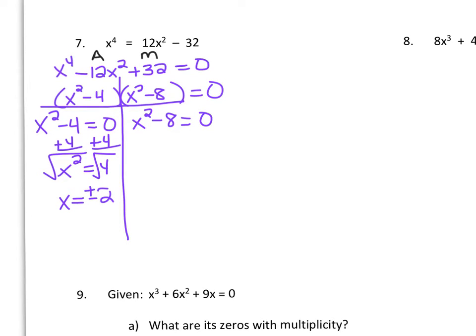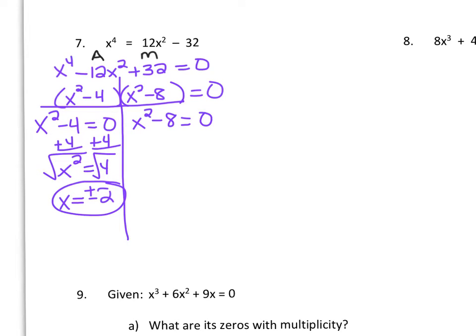Because think about it. Positive 2. If you take positive 2 and square it, doesn't that give you 4? Right? 2 times 2 is 4. And if you take negative 2 and square it, negative 2 times negative 2, isn't that also positive 4? So both of these answers were positive 2 and negative 2. If you prefer to write it out as x equals 2 and x equals negative 2, you can.